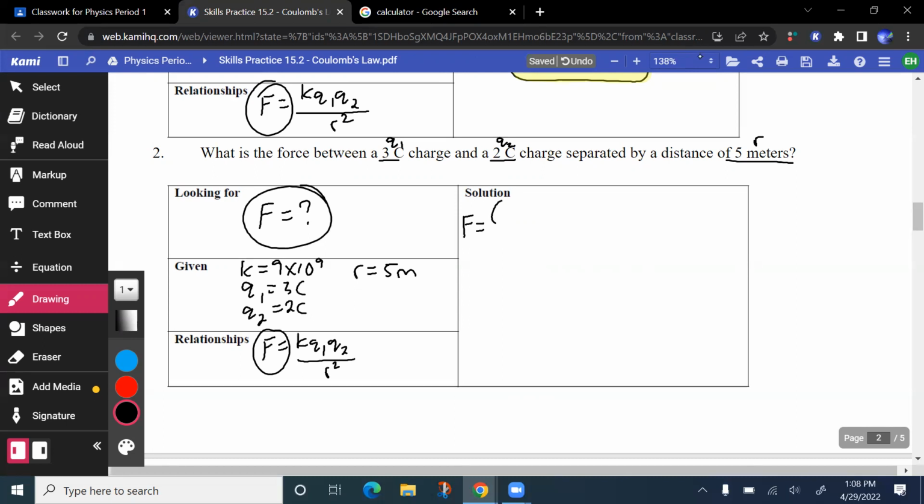It's going to be open parentheses, 9 times 10 to the 9, times charge 1, which would be 3 coulombs, times charge 2, which would be 2 coulombs, close parentheses, divide, open parentheses, the distance between the charges would be 5 meters, close parentheses, and then hit your square button. Let's put that in our calculator.